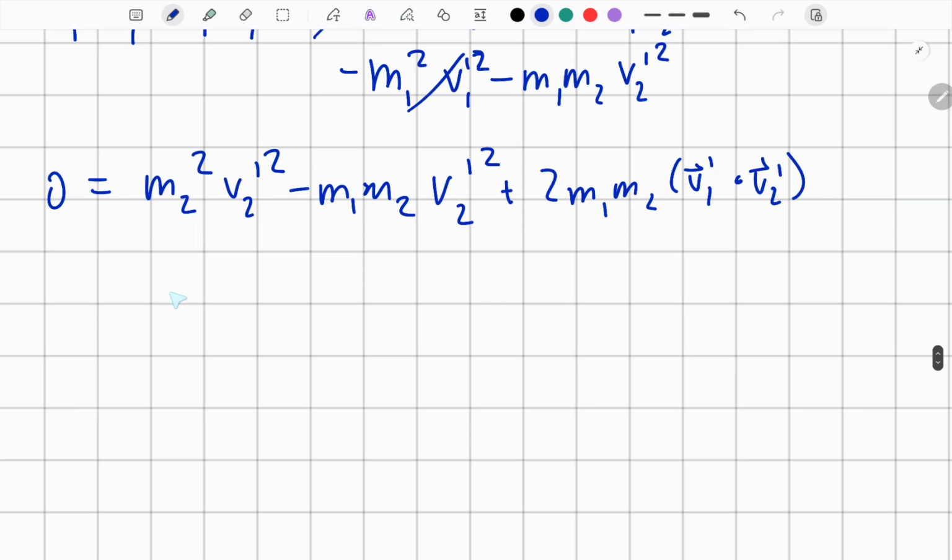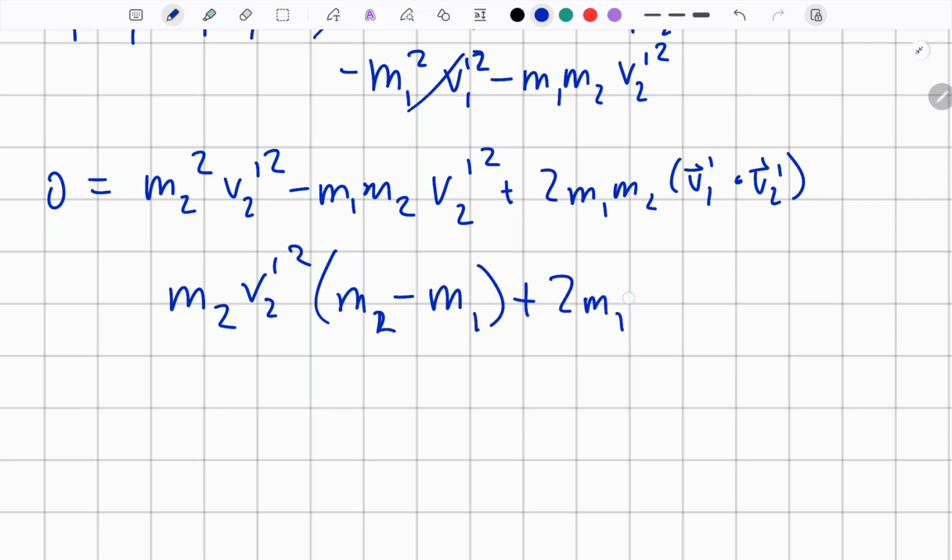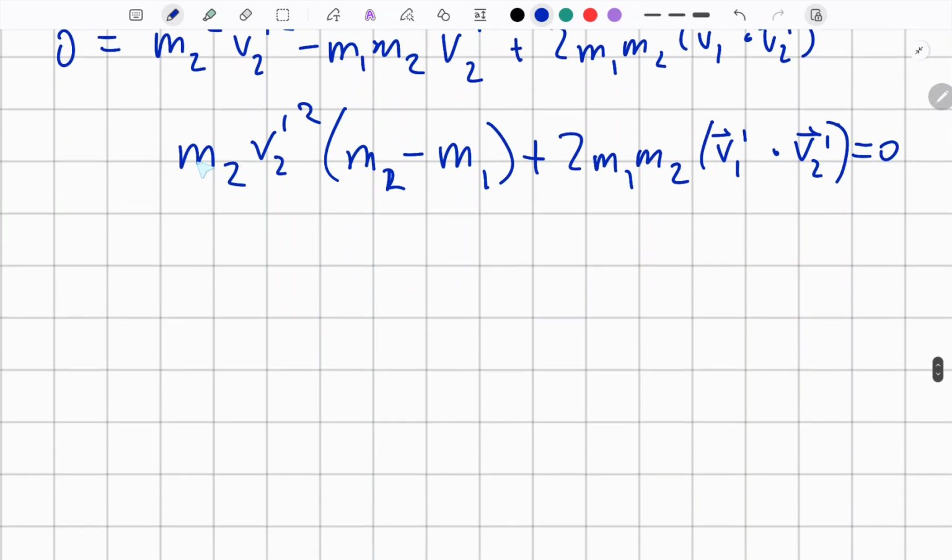Now, you notice we have a common factor here, which is m2 v2 prime squared times (m2 minus m1) plus 2m1 m2 v1 prime dot v2 prime equals 0. Now, because we have it set equal to 0, assuming obviously that our mass 2 is not equal to 0, we wouldn't have a 0 mass there, we can divide by mass 2 and get rid of it.